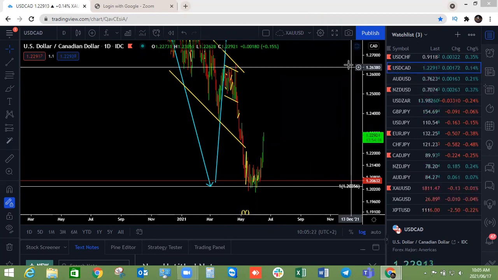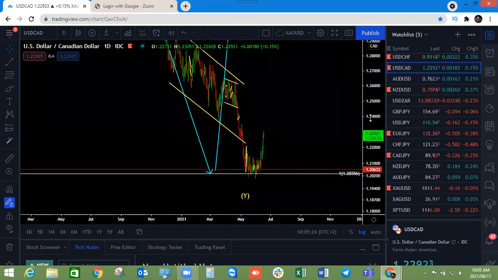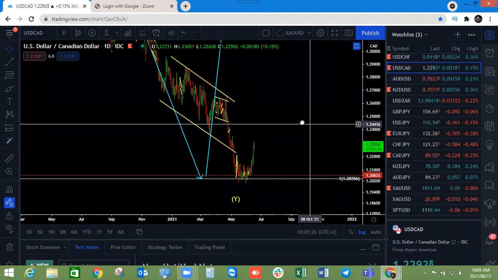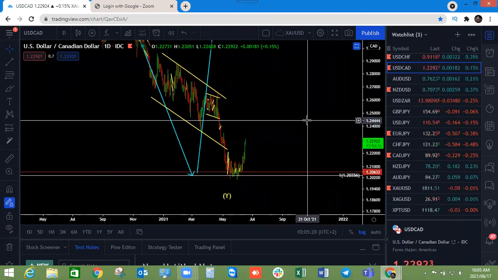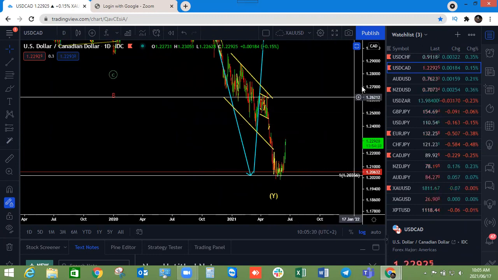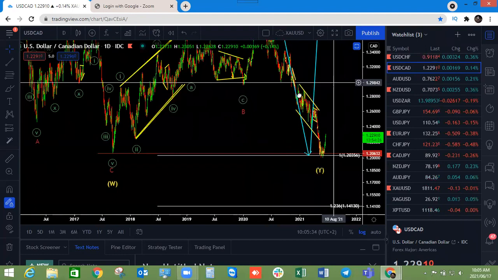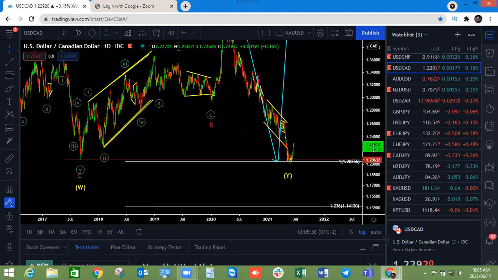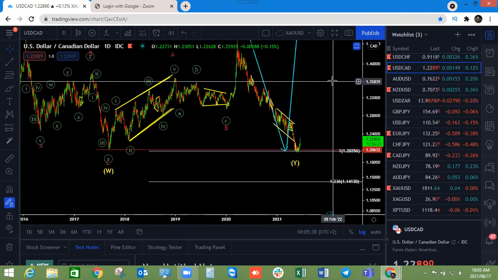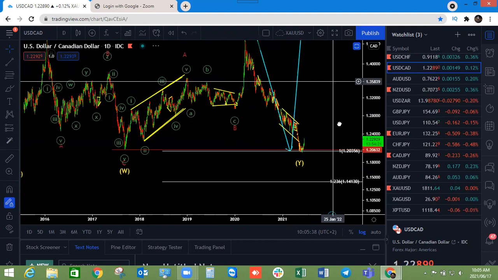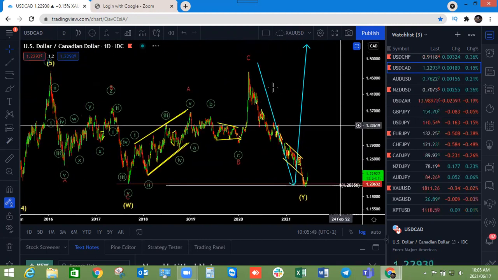Right, so we had the Fed interest rate decision yesterday. As you can see, the market is responding. But as I keep saying, the news will not change the structure unless you have forecasted the structure incorrectly. The structure is playing out here on US dollar CAD.